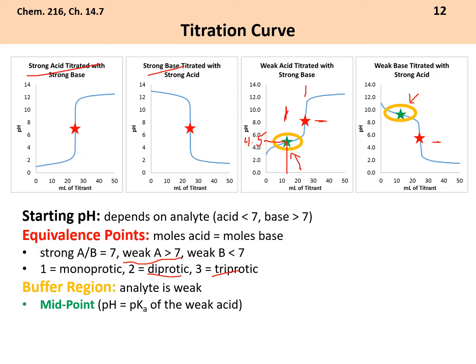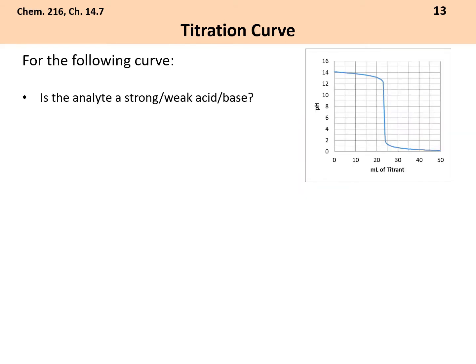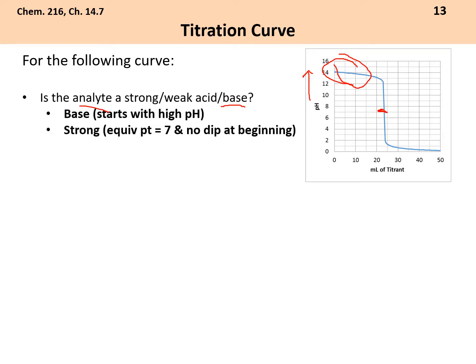Okay, so let's do some problems with this. Let's look at this curve. For the following curve, is the analyte a strong or weak acid or base? Remember, analyte means we're looking at the beginning. So notice my pH is high. That means I have a base. And notice there's no huge drop at the beginning, and that the equivalence point is right at 7. That means this is a strong base.